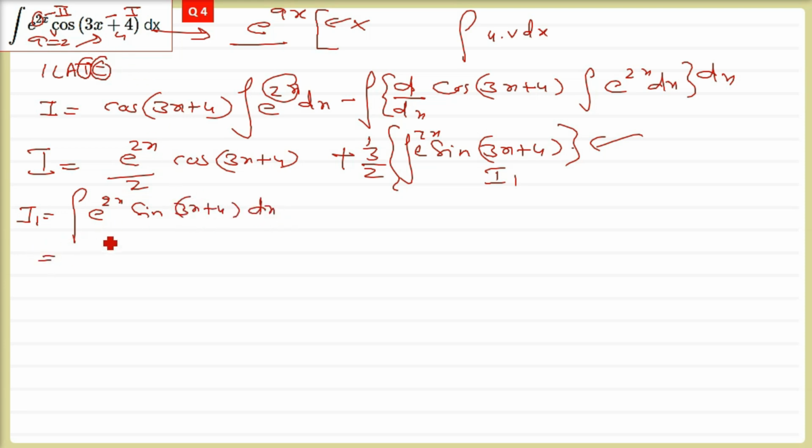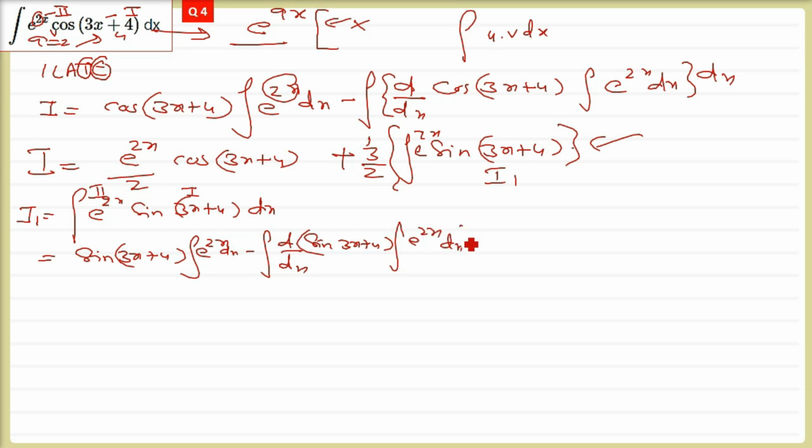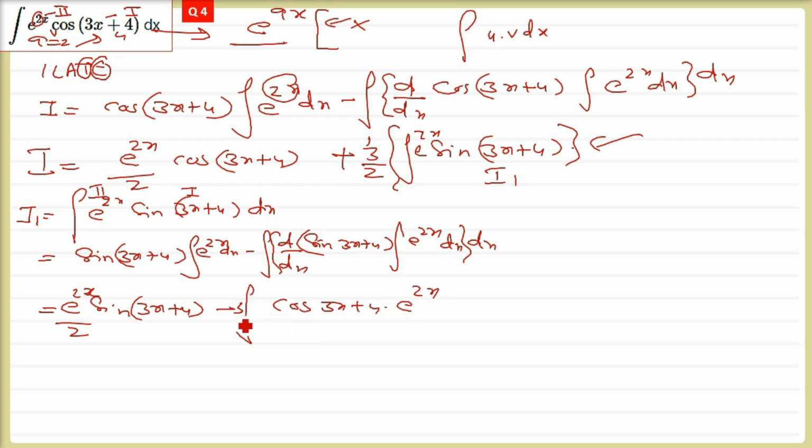Again ILATE will be applied, cos or sine, these are all trigonometric things. So this sin(3x + 4) will come first, integration of e^x with respect to dx, minus the integration of d by dx of sin(3x + 4), and then the integration of e^x dx again, and then the final integration with respect to dx. So it will be sin(3x + 4) times e^x divided by 2, minus d by dx of sin(3x + 4), which will be cos(3x + 4). Then 3x + 4 will be differentiated again, 3 will come outside. e^x will be again e^x by 2, 2 I am bringing outside again. So this is the integration which we called I1.